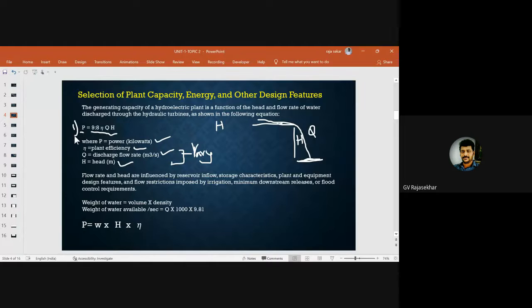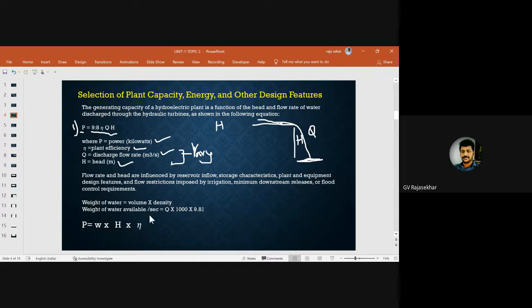Now this is the first formula which you are going to use to calculate P. You have to remember this by heart. Next one is weight of water, whose formula is volume into density. Suppose the volume and density of the water are given, where volume is the volume of the reservoir. The weight of the water is equal to volume into density. Now, the next formula is weight of water available per second, which is equal to Q, where Q is the discharge flow rate, into 1000 into 9.81.